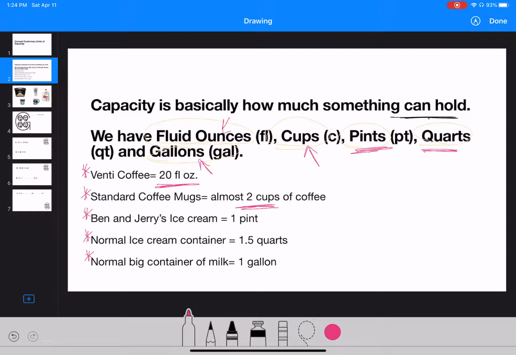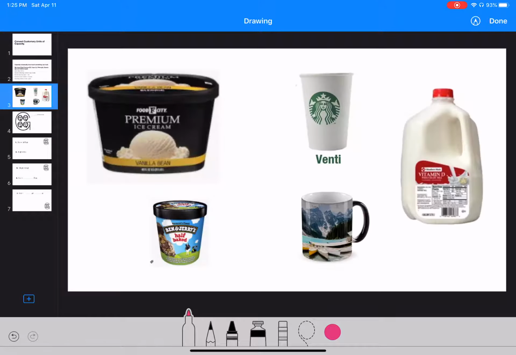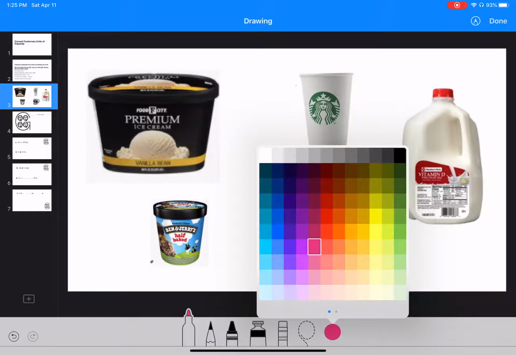I challenge you as you go through your lessons this week, when you open up the fridge and get something to drink or eat, please look at the measurements on the bottom of it and figure out how many ounces, cups, pints, quarts, or gallons it is. Let's go through this information with some pictures now to help us realize this.